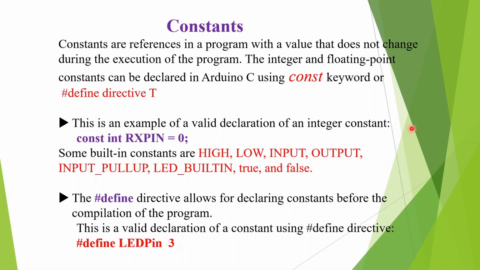The second way to declare a constant is by using a hash define directive. This is the example of how to define it. See, #define LED_PIN 3 means we are assigning pin number 3 to the LED pin. We are not using the equal to symbol here. We are just giving LED_PIN as the name of that constant and assigning the value 3. So we cannot change the value of LED_PIN in a program. It will remain the same. It remains a constant.